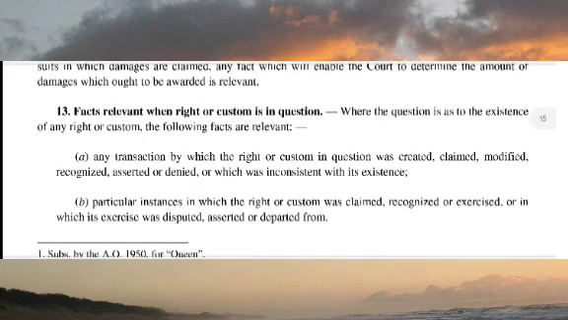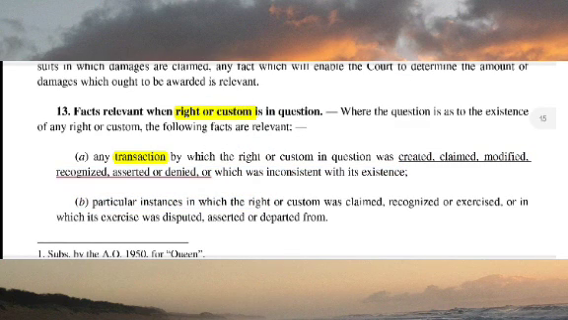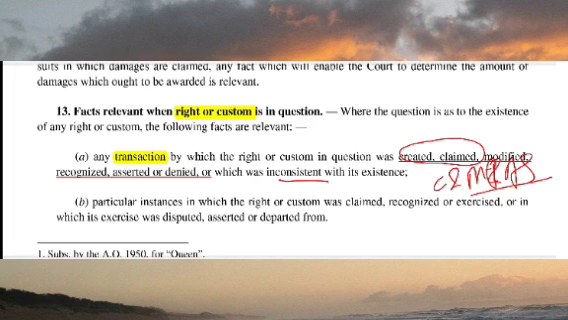Section 13, where right or custom is in question, transactions by which facts are relevant. Any transaction by which the right or custom in question was created, claimed, modified, recognized, asserted, denied, or which was inconsistent with its existence, is relevant. Remember C2MREAS: created, claimed, modified, recognized, asserted, denied. Six words. C2MREAS. Inconsistent with its existence are relevant.